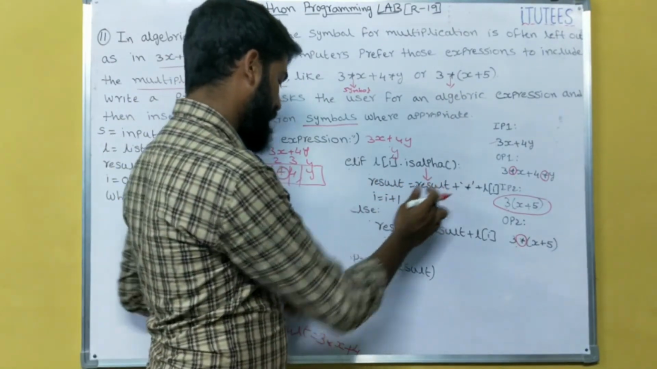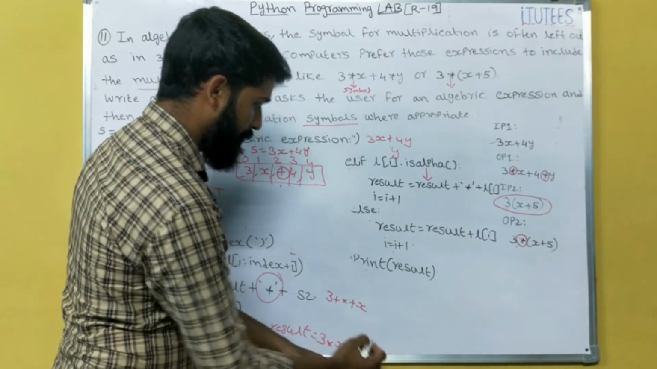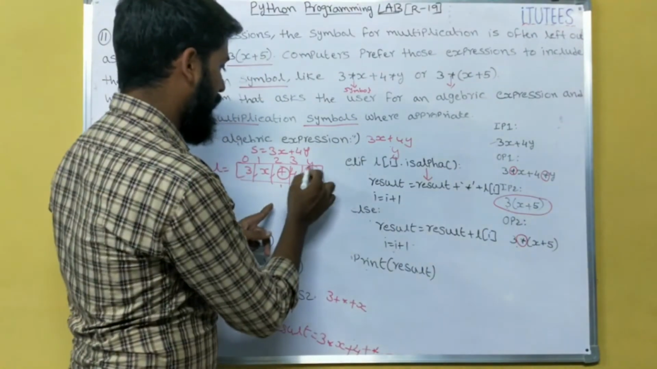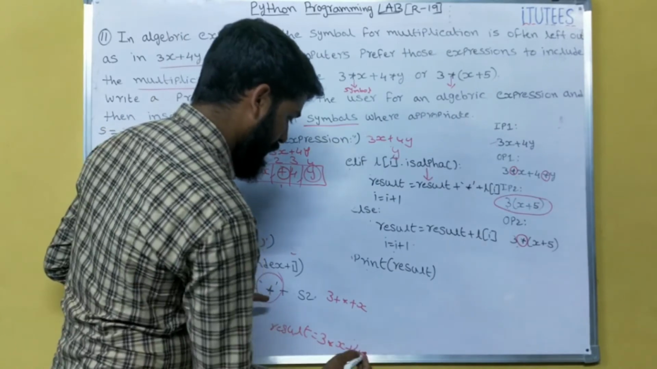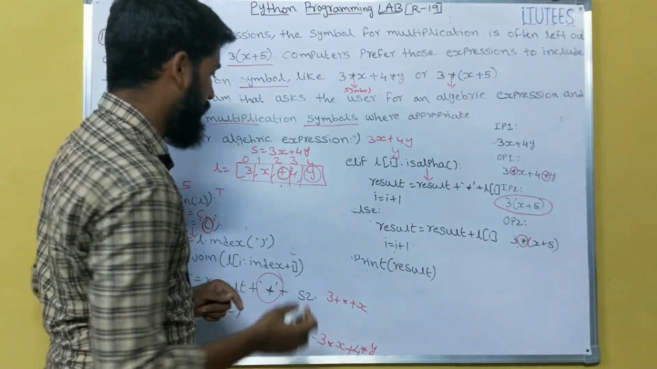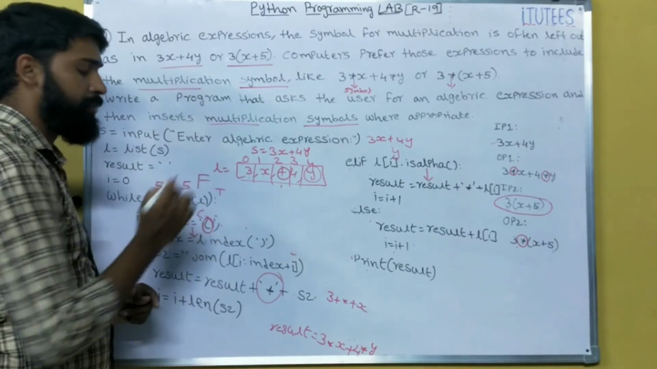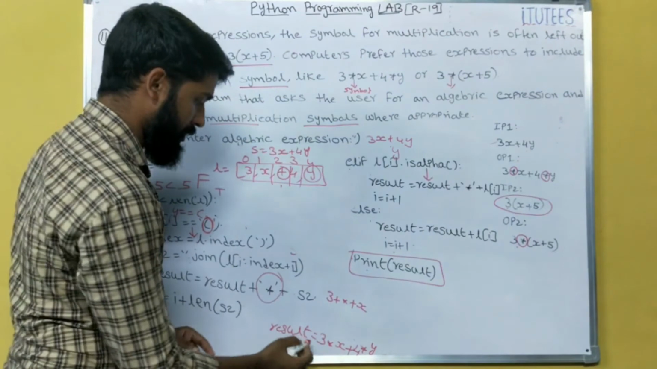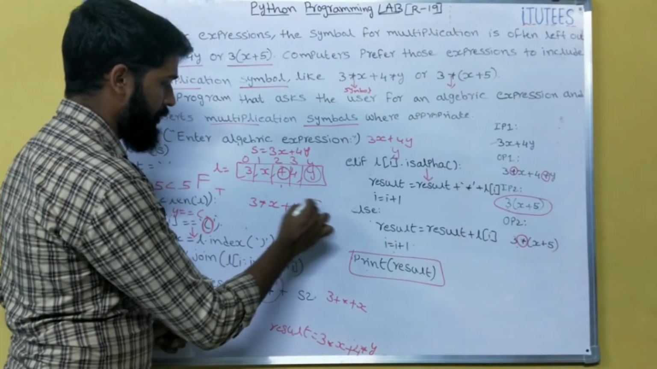So what is the result? So 3 into x plus 4, plus asterisk, plus L of I. L of I means y. And all together you are storing into result. So it becomes asterisk y. I equals to I plus 1. That means now 4 becomes 5. 5 less than 5, false. So the last instruction you are going to execute is print result. What is in the result? 3 into x plus 4 into y. So this is the result.